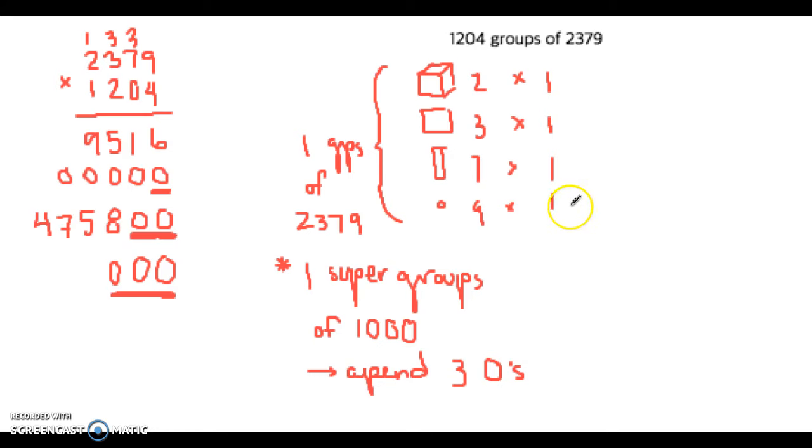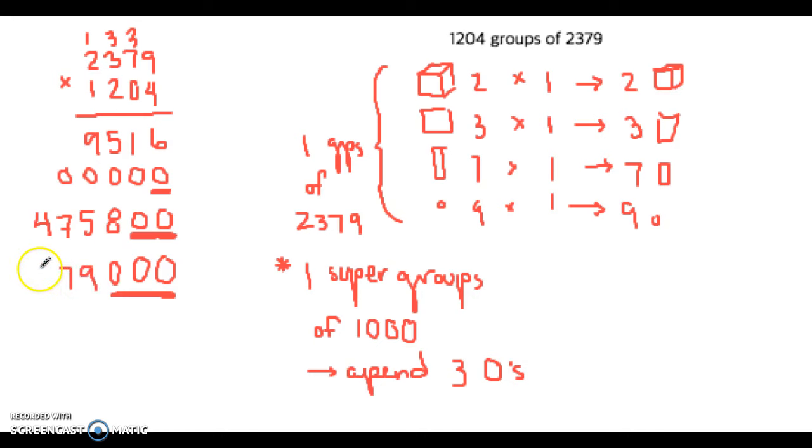So let's do it. 1 times 9 singles is going to leave you with 9 singles. 1 times 7 rods is going to leave you with 7 rods. 3 flats. And 2 cubes. And we don't really need to add anything together, so we can just place our 9, our 7, our 3, and our 2.